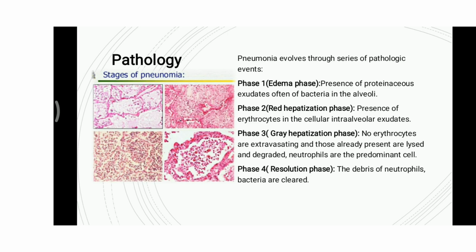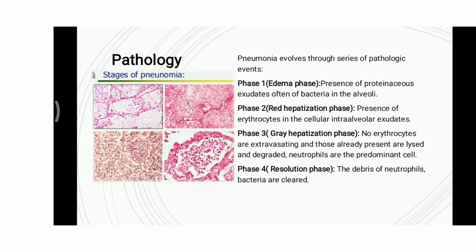The third phase is the grey hepatization phase. The red phase, the erythrocytes, are now cleared, so there is only the presence of grey color. In the third picture you can see it is fully grey in color, meaning no RBCs are present. Here it says no erythrocytes are extravasating, and those already present were lysed. So the RBCs present in phase 2 are lysed and degraded. Only the neutrophils are the predominant cell.